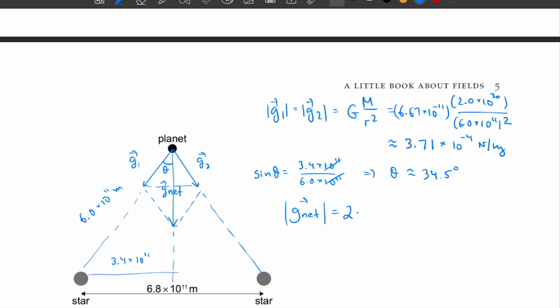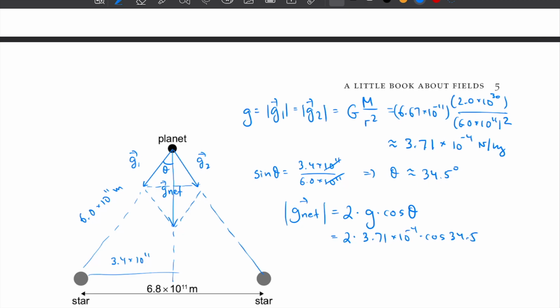Okay, and now I can say the magnitude of G net is going to be 2 times the cosine of the angle times the magnitude of one of those G's, which I'll call G. So it's G times cosine theta, and 2 of those. So I plug in 2 times 3.71 times 10 to the negative 4, times cosine 34.5.